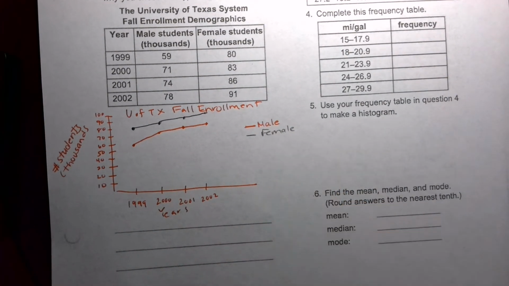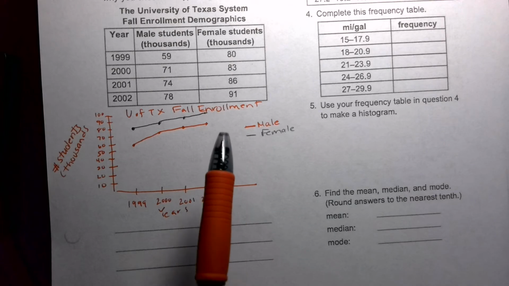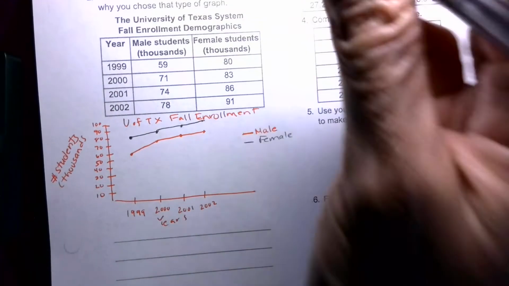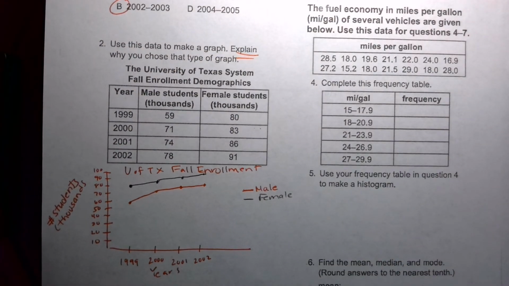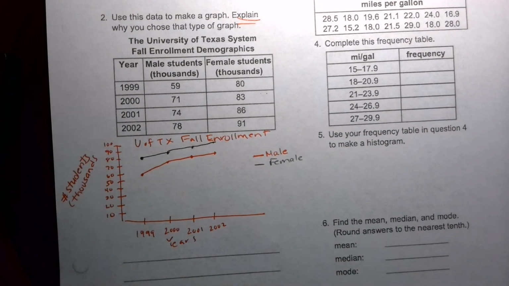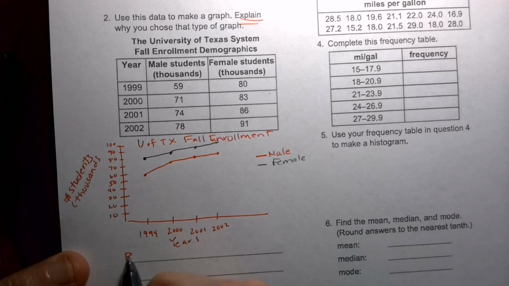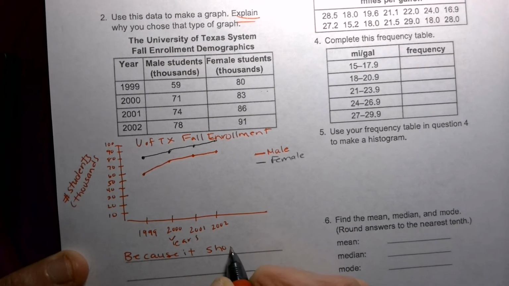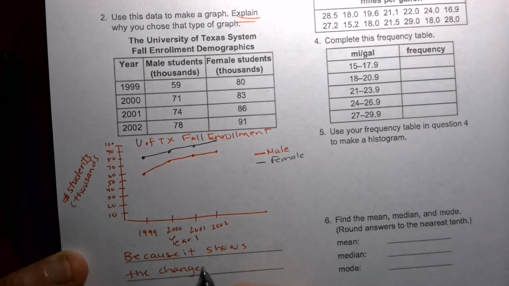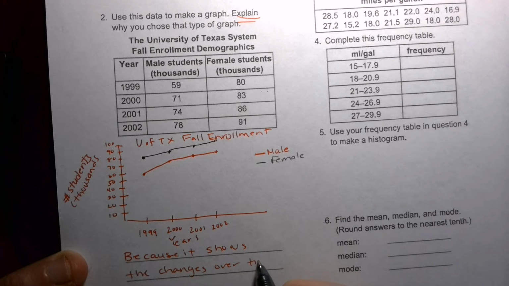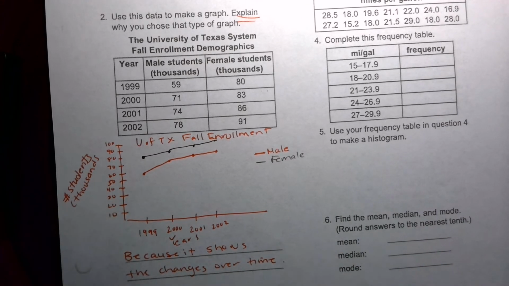I've got my key to clarify the difference, and now I just need to answer the question because it also did say there's lines for a reason there. Explain. So the reason is because it shows the changes over time. Something about time.